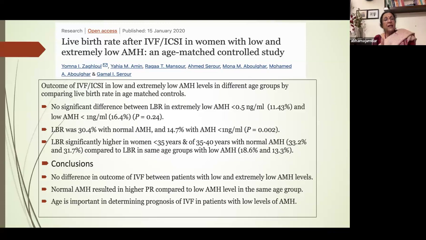And the other one was age match image is low. Pregnancy rate is the same whether the girl is 25 years old, 35 years old, or 40 years old. So conclusion was no difference in outcome of IVF between patients with low and extremely low AMH level in age matched controls compared to low AMH in the same age group. Age is important in determining prognosis of IVF in patients with low levels of AMH. So these are such important studies which give us so much of serious thought.